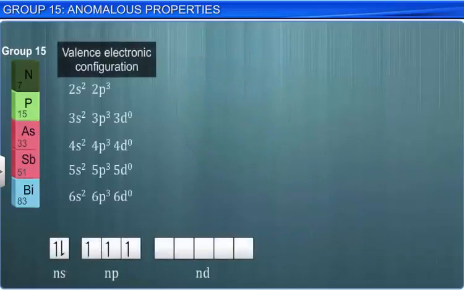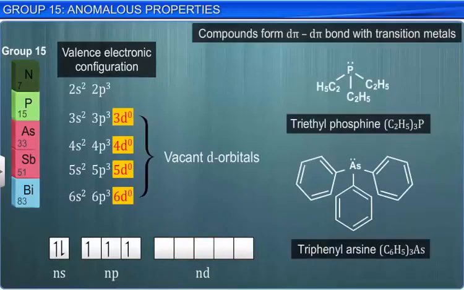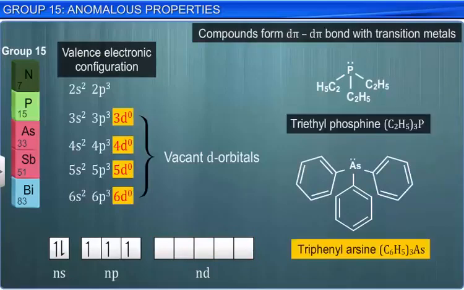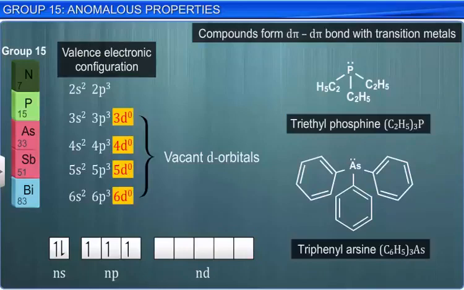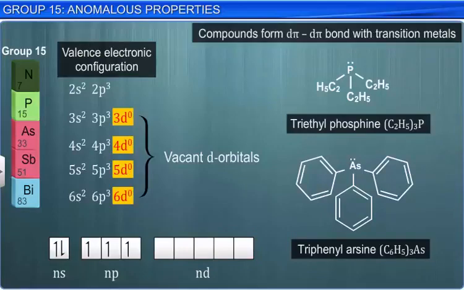Due to the availability of vacant d orbitals in the remaining elements of group 15, compounds of these elements, such as triethylphosphine and triphenylarsine, form d-pi, d-pi bonds with transition elements.